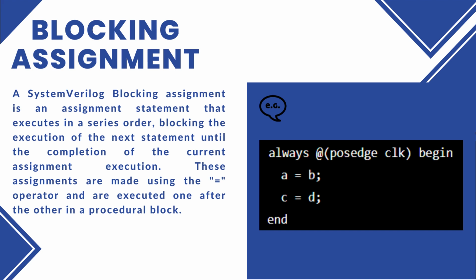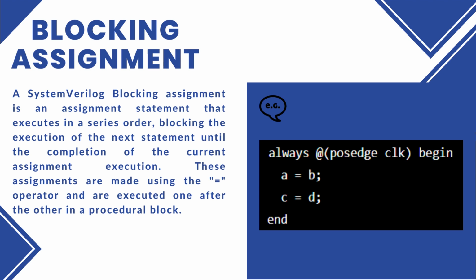always @(posedge CLK) begin A = B; C = D; end. In this code, we have an always block that is triggered on the positive edge of the CLK signal.